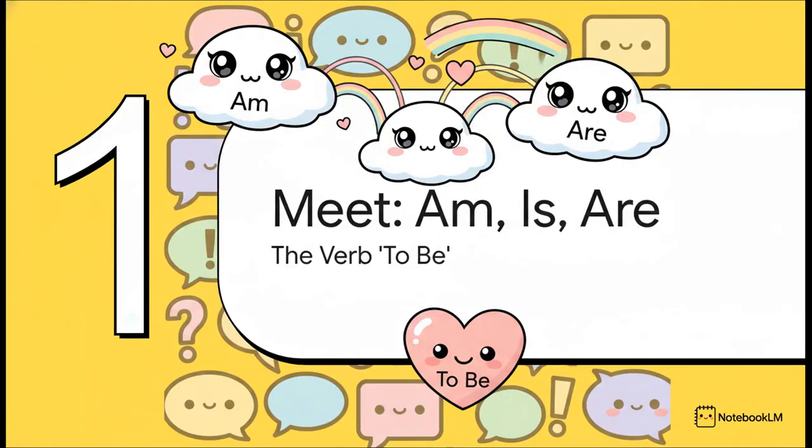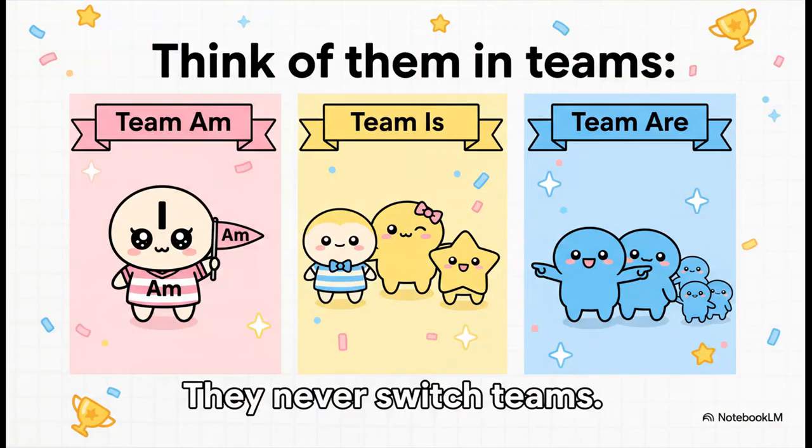Okay, first things first. Am, is, and are, what are they? Well, they're all just different forms of the same verb, the verb to be, when we're talking about right now, the present tense. Think of them as one family, but each member has its own specific job to do. You know, the easiest way to remember who does what is to think of them as 3 teams. Each subject gets put onto a team, and that's the only team they play for.